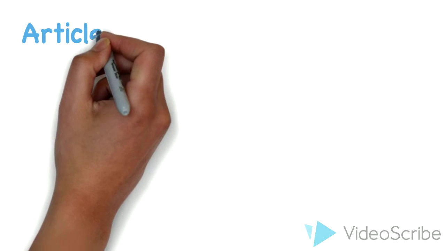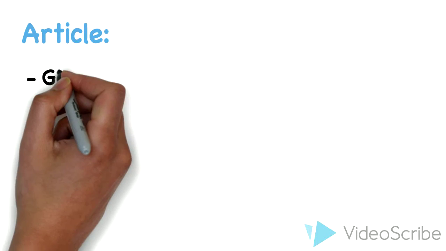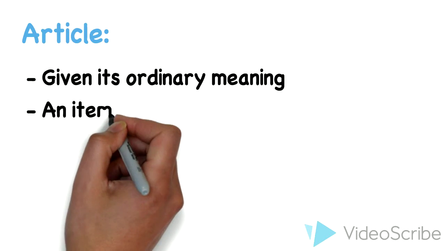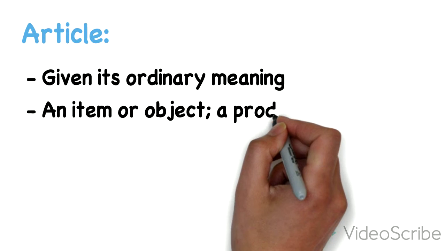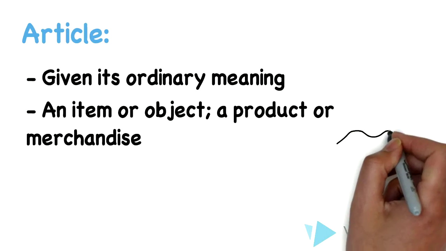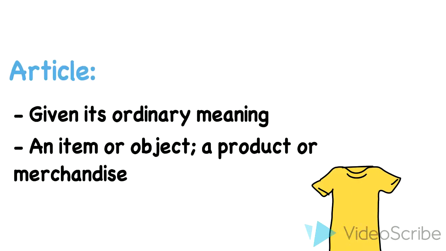The first relevant term is article, which holds its ordinary meaning as a general item or object. Within the context of this video, articles are essentially products or merchandise that are imported and sold by different companies. An example of this is clothing.